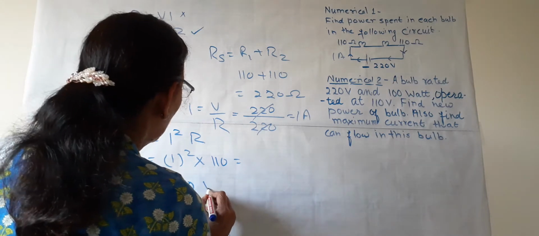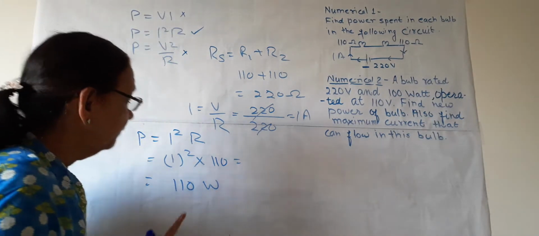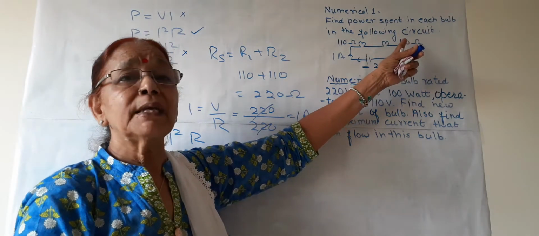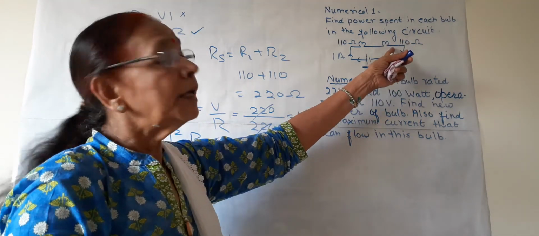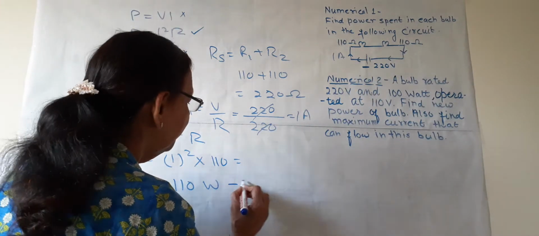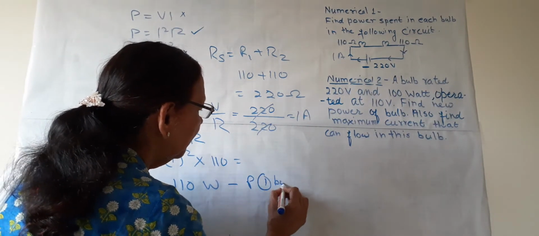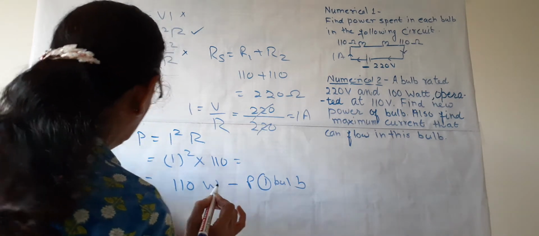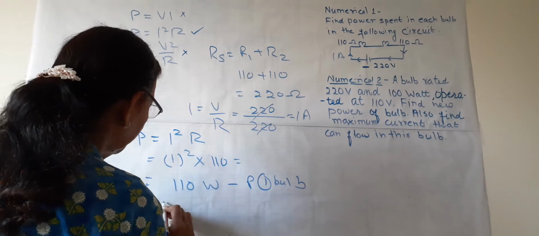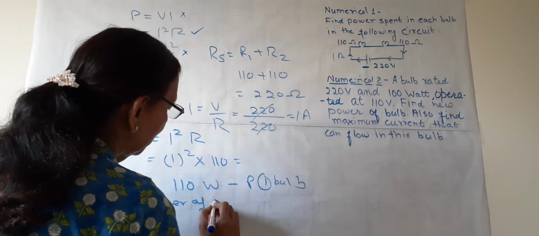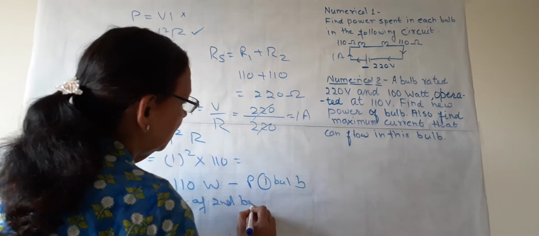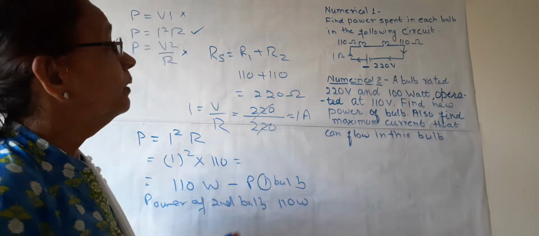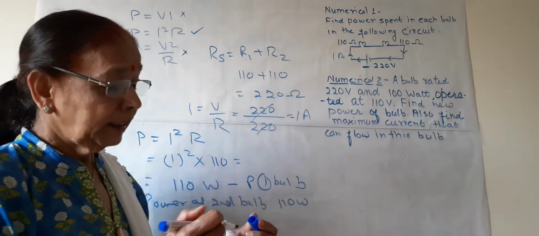110 watt will be the power of this bulb. Likewise, as they are having the same resistance, same V, same I, this is the power of the first bulb, and likewise the power of the second bulb will also be 110 watt. So in this way we have calculated this.